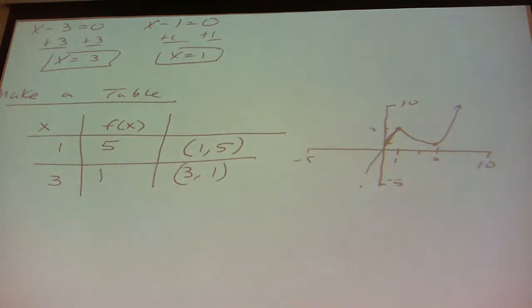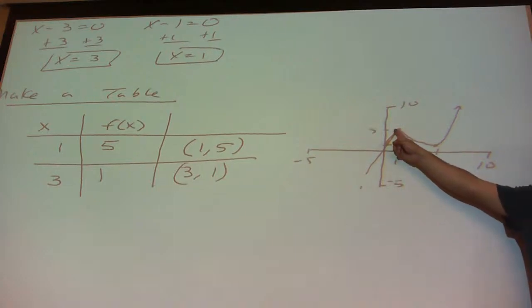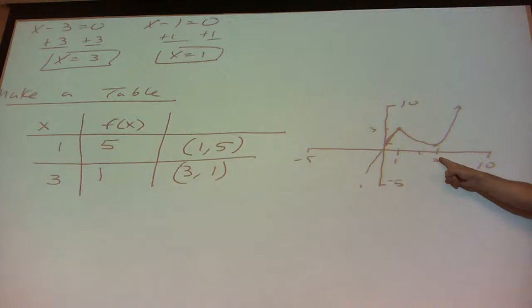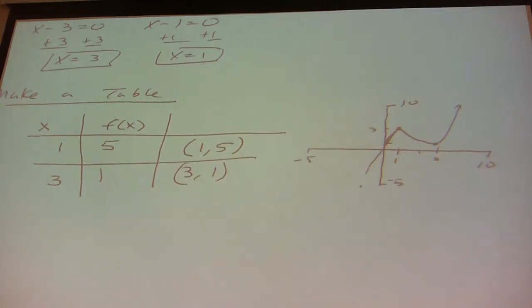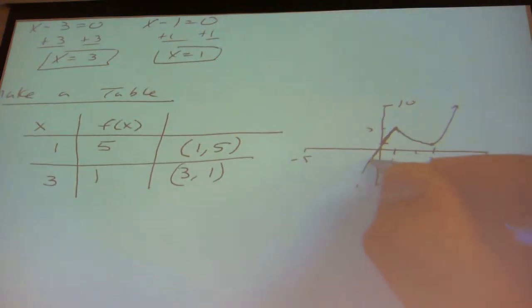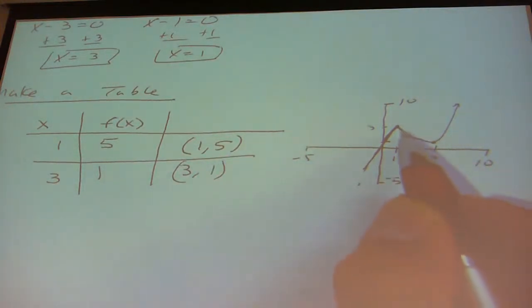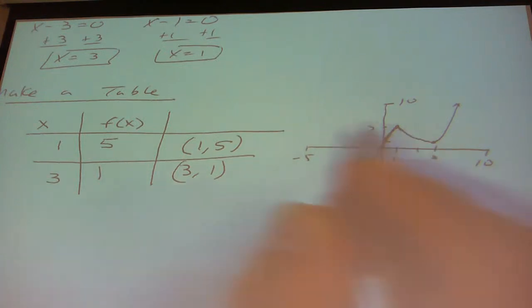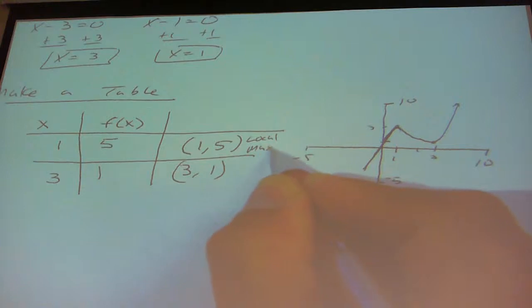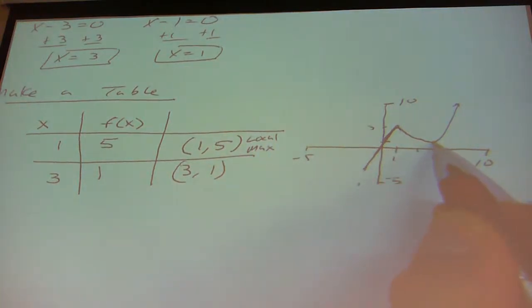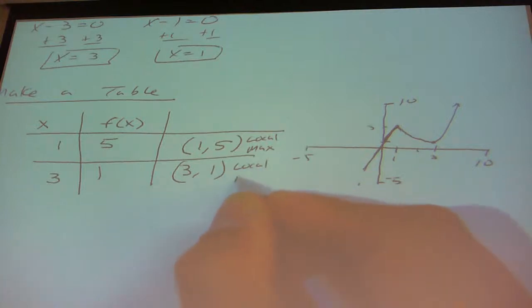Okay. Again, we're graphing the original. The points I want to check out are (1, 5) and (3, 1). Let's see what we have. At (1, 5), what is this called? A local max. At (3, 1), what do we have? A local min.